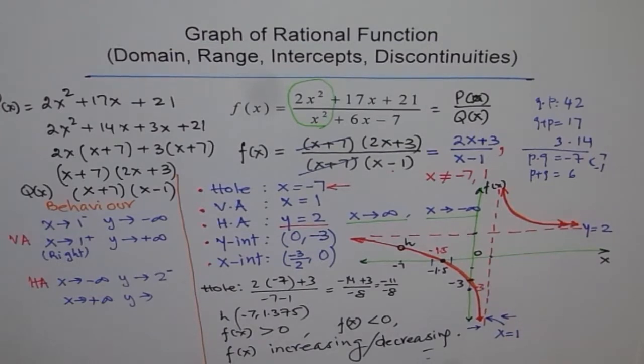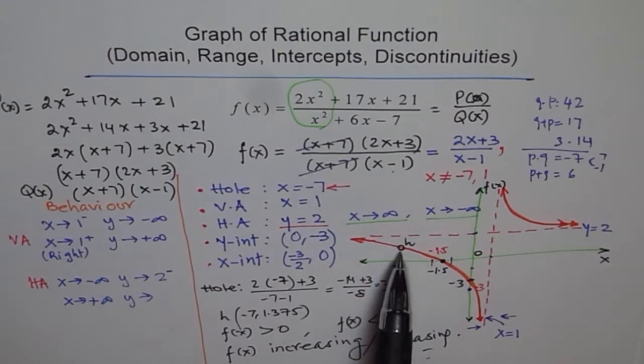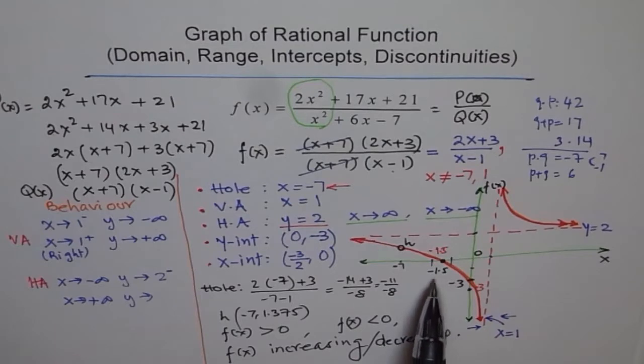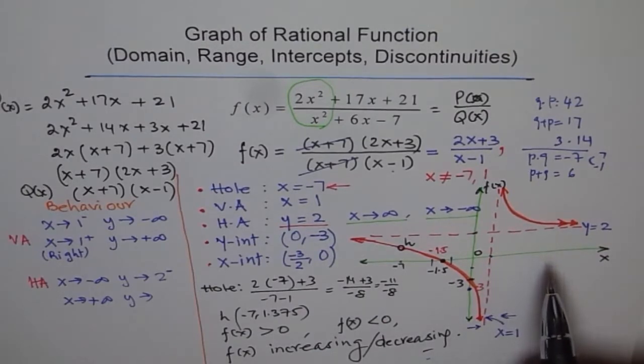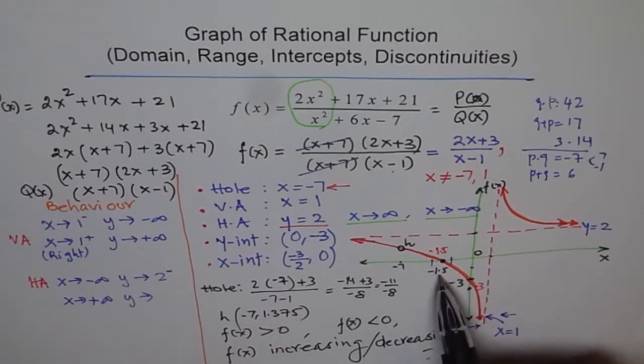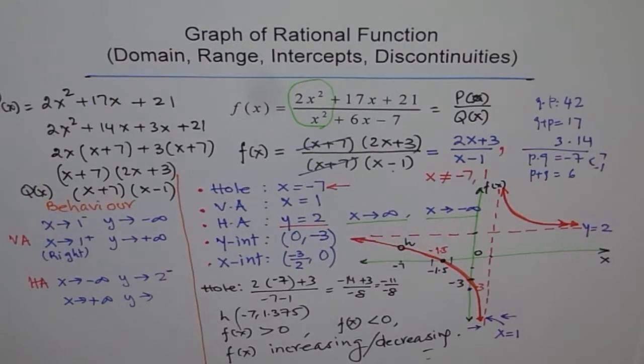Now when is it positive? It is positive, you have to again exclude this point. So it is positive when x is less than minus 1.5, not equal to minus 7. And it's positive when x is greater than 1. And it is negative when x is between minus 1.5 and 1. So these are your decreasing and increasing parameters.